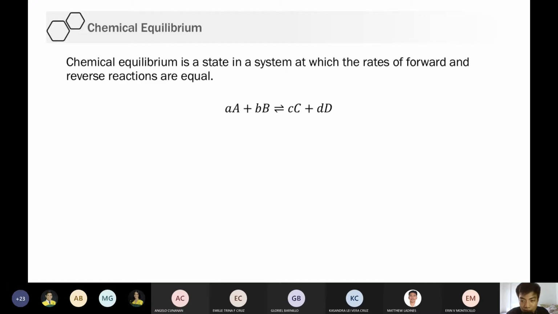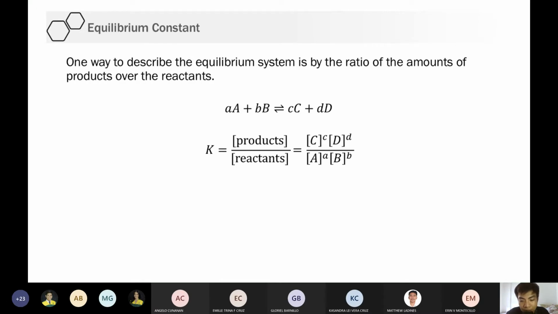Equilibrium systems are always described by equilibrium constant. So equilibrium constant is a description of the ratio of the amounts of the products over the reactants of your system. Okay. So we can write the equilibrium constant with this format. Okay, so that is the concentration of products raised to their coefficients divided by the concentration of the reactants raised to their corresponding coefficients. So the concentration can either be expressed in molarity or in pressure units in atmospheres.